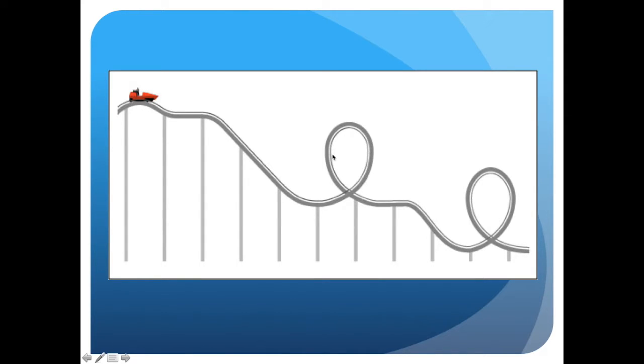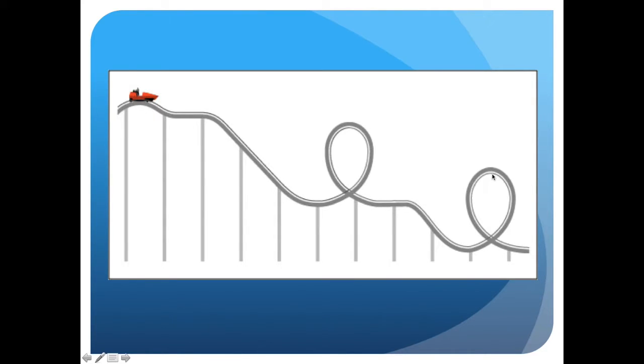So once again, up here it's got a lot of potential energy and less kinetic energy. Then it's going down here, it's going to increase its speed, so that means it's going to increase kinetic energy. Down here at the bottom point, it's going to have only a little bit of potential energy, and a lot of kinetic energy. So this is where it's going to be going its fastest. It's going to come up here.